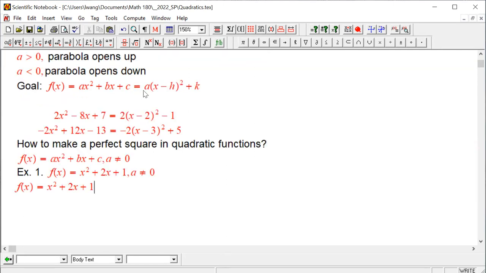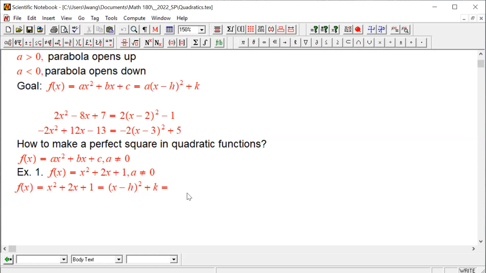Because the form we try to convert to is something like that, one way to do it is by the following. We recognize that a is already equal to 1, so we can make them equal. We know x squared plus 2x plus 1. All we have to do is to FOIL the right-hand side.